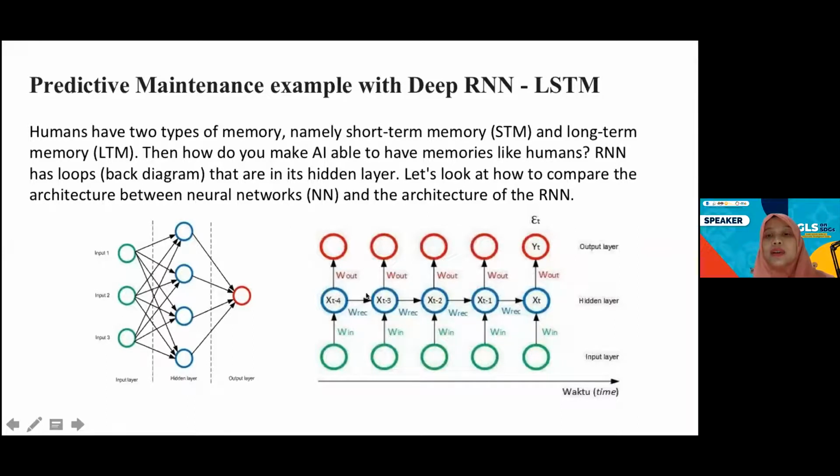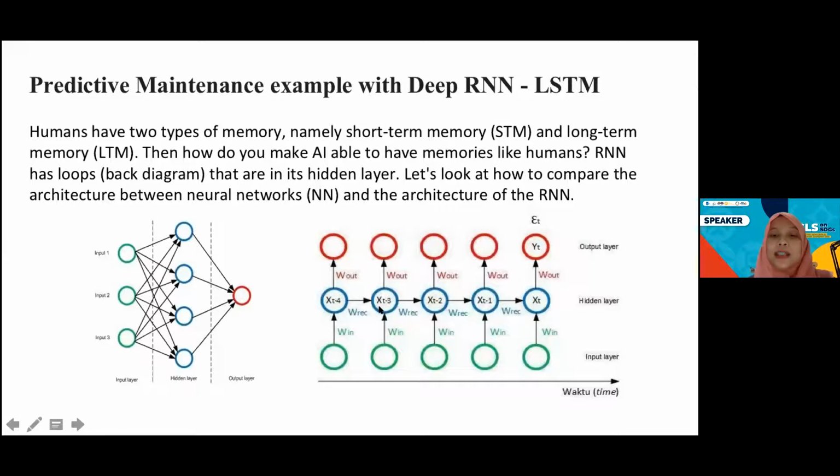Let's compare the architecture of the neural network and the architecture of the RNN. The neural network only goes from the input layer to the hidden layer, where it computes the weights and biases, and then goes to the output layer. But in a recurrent neural network, we have a feedback connection in the hidden layer. So one hidden layer and the other hidden layer are connected. For example, here we have X t-4, X t-3, X t-2, and so on.